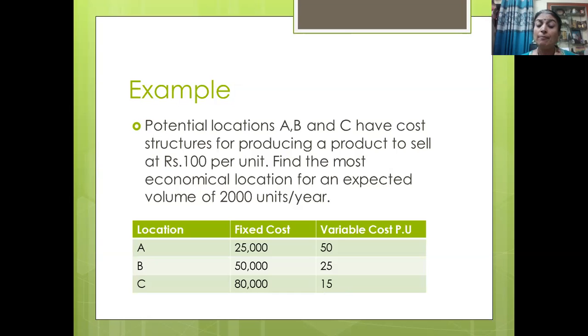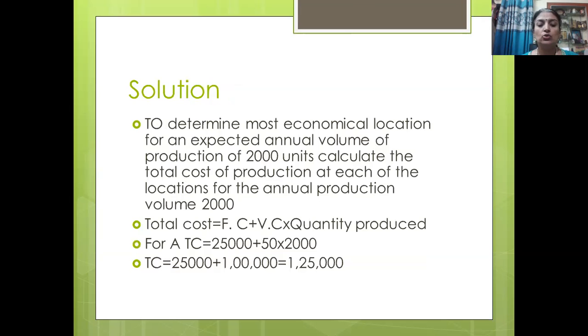What happens here? 2000 units into variable cost we have to do. 2000 into 50, 2000 into 25, 2000 into 15. That will be the variable cost. And fixed cost is given, so we have to take that. Then we should add these two, then we will get the total cost. Let us see how it has to be done.